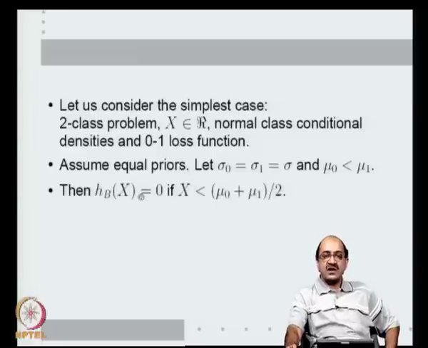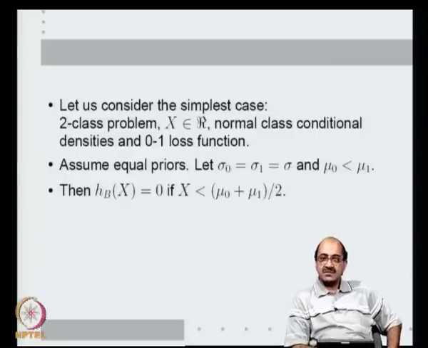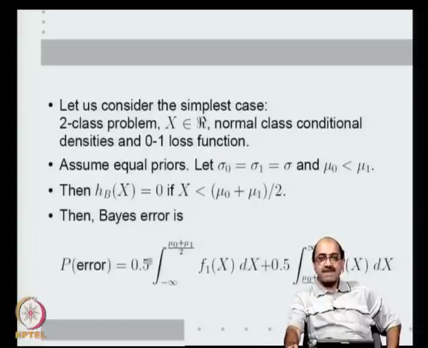In this case, we already know that because both variances are the same, the threshold for the Bayes classifier is midway between the two means. So, if x is less than (mu0 + mu1)/2, I will call class 0. If it is greater than that, I will call class 1. Okay. This is the Bayes classifier. So, what will be the error of the Bayes classifier?